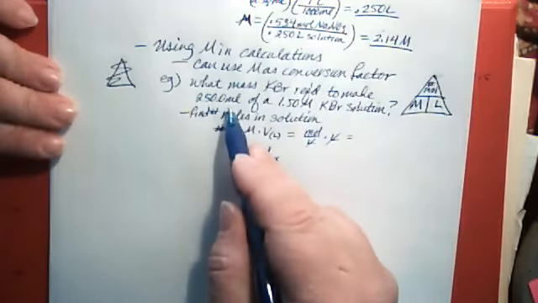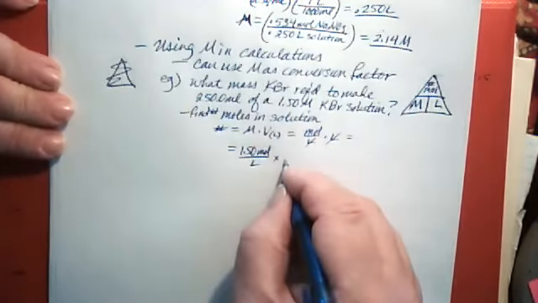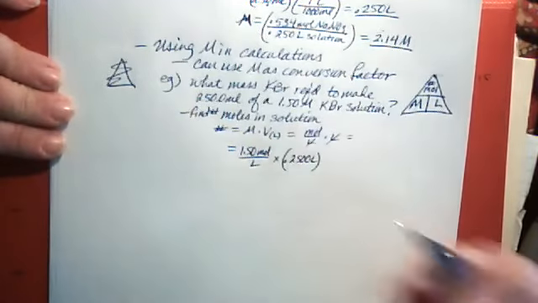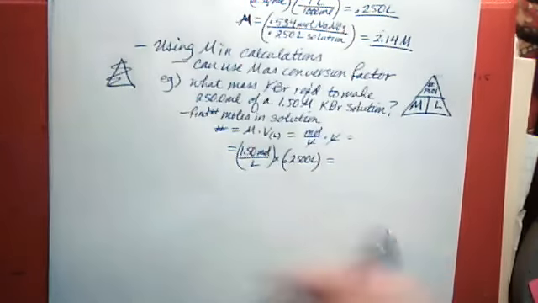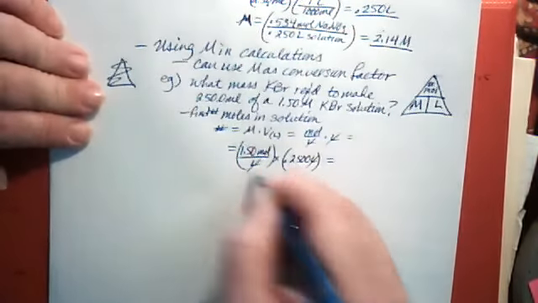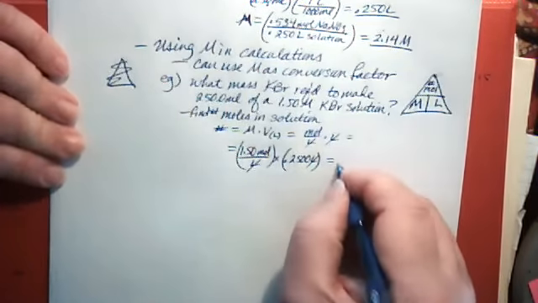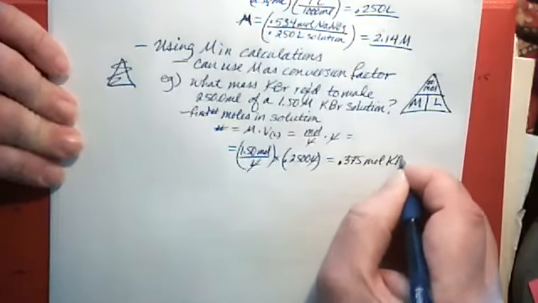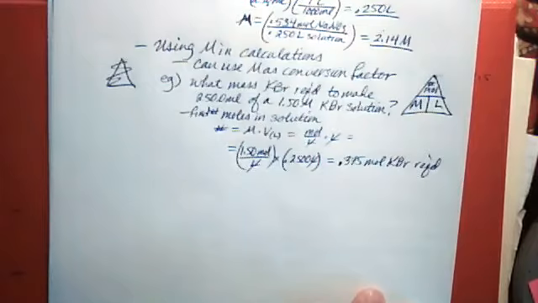What you have to do, multiply by liters. We've got the volume in milliliters, but we just saw that the 250 milliliters is 0.25 liters. And so 1.50 moles per liter times 0.25 liters gives us 0.375 moles of KBr.